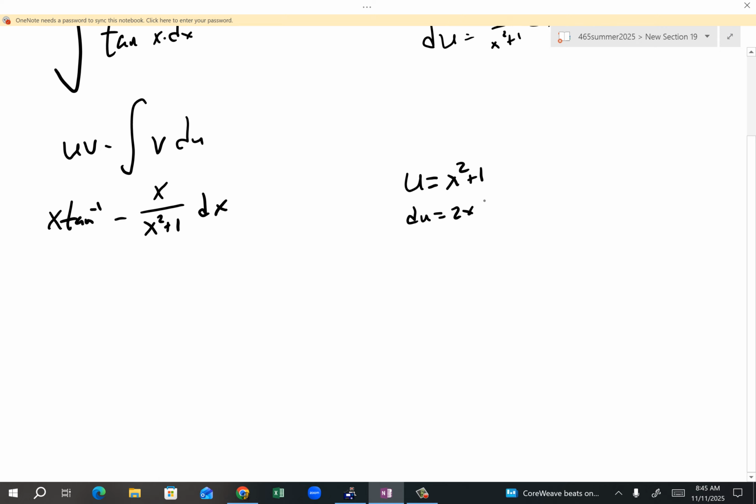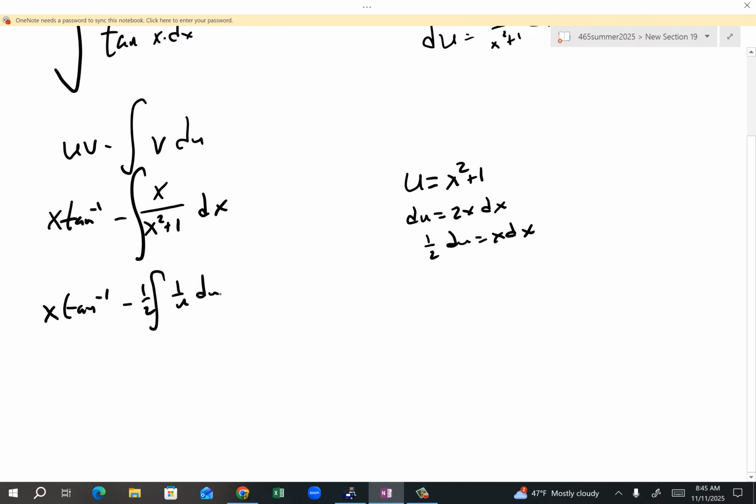du is 2x dx. That means I have half of a du. Half of a du is an x dx. So I have x arctan x minus the integral of a half of a 1 over u du. So x arctan x minus 1/2 ln of x squared plus 1 plus c. That's our guy. And then we're home free, baby.